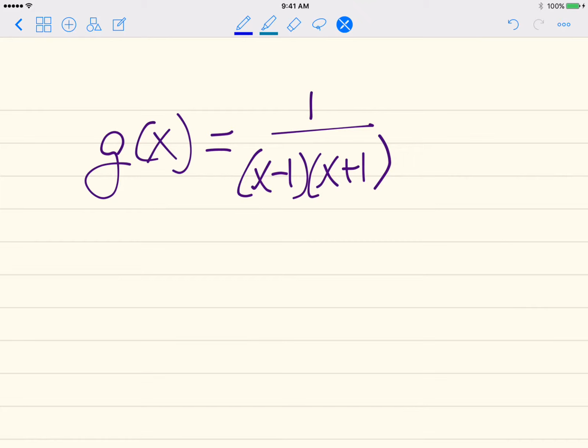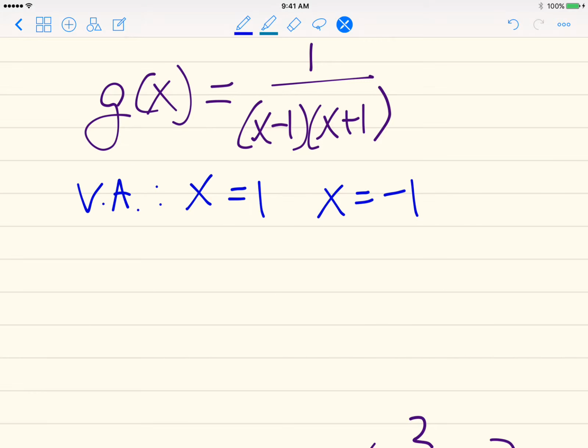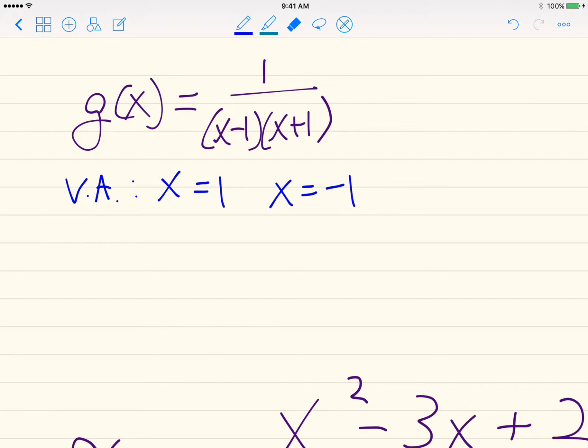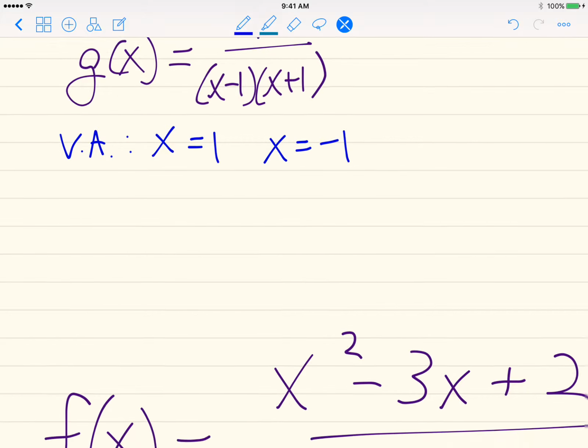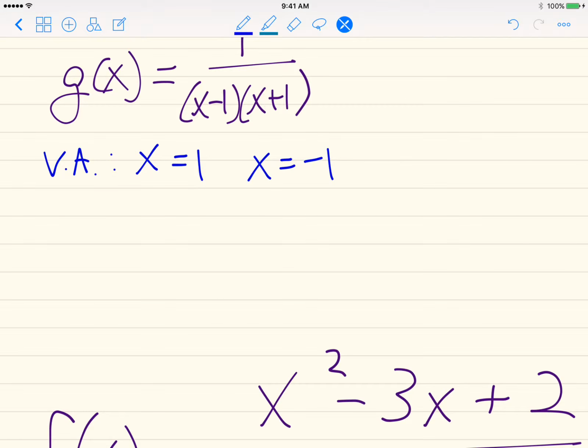Take a look at the function g of x here. What x values would make this whole function undefined? You got it. So your vertical asymptotes would be x equals 1 and x equals negative 1. These two vertical lines, because the function itself will never reach those x values, and it would satisfy your definition of the vertical asymptotes in terms of limit.